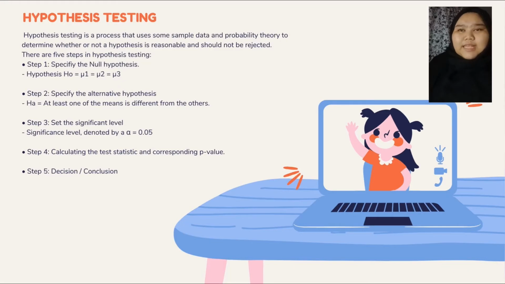Hypothesis testing is a process that uses some sample data and probability theory to determine whether or not a hypothesis is reasonable and should not be rejected. To test the validity of the assumption, we must select the sample from the population, compute sample statistics, and accept or reject the hypothesis based on certain decision rules. So there are 5 steps in hypothesis testing.